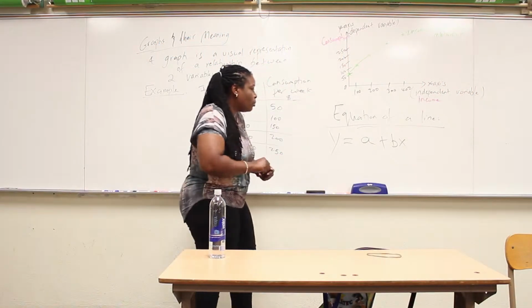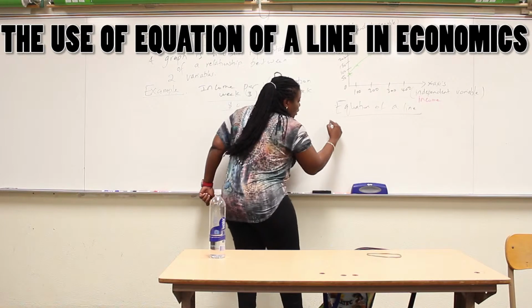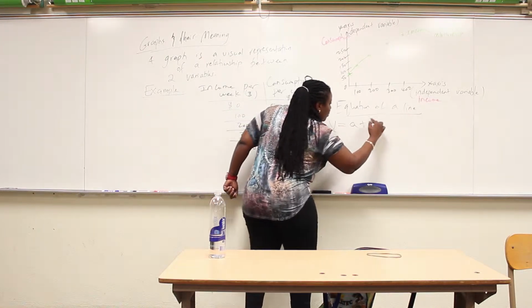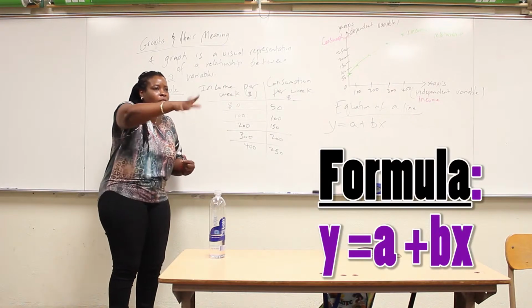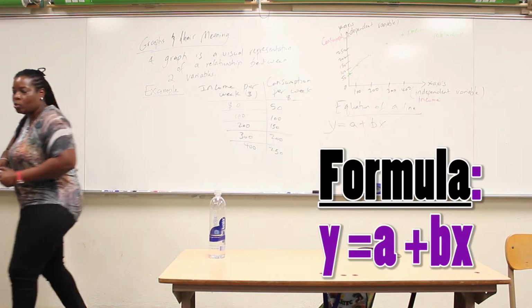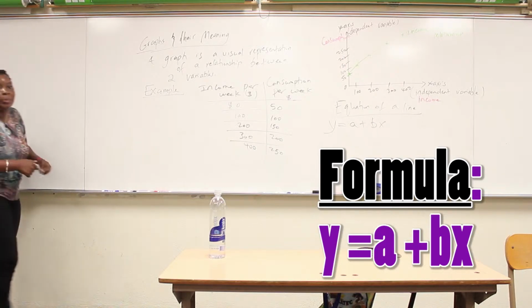In some way, shape, or form, you've been exposed to this equation of a line. You've seen it like this: Y is equal to A plus BX. Let me define those for you. It's probably like MX plus C or something like that you did in high school. In this course, this is how we're going to write it: Y is equal to A plus BX.